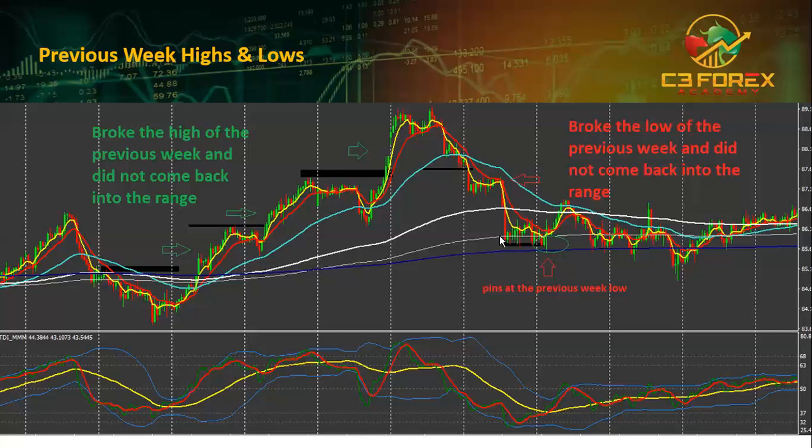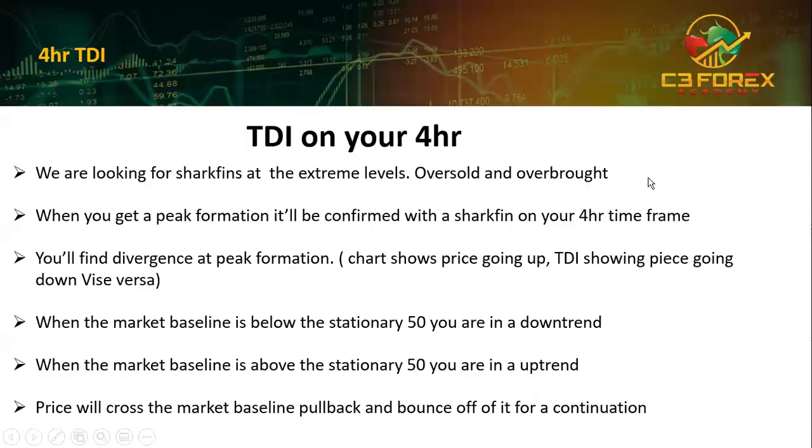What's next? The TDI in your 4-hour time frame. We're looking for shark fins at the extreme levels, oversold and overbought. When you get your peak formation, it'll be confirmed with shark fins on your 4-hour time frame. You'll find divergence at peak formations. The chart shows price going up, the TDI showing price going down, or vice versa.